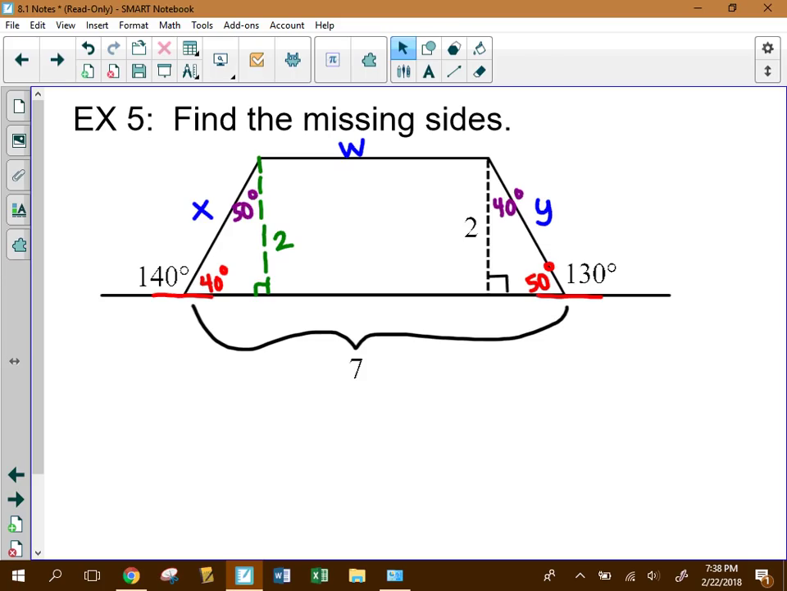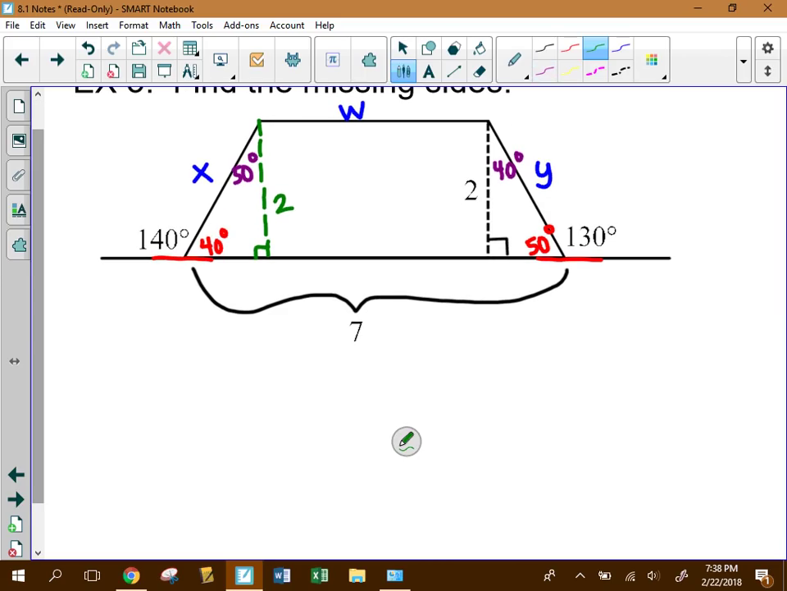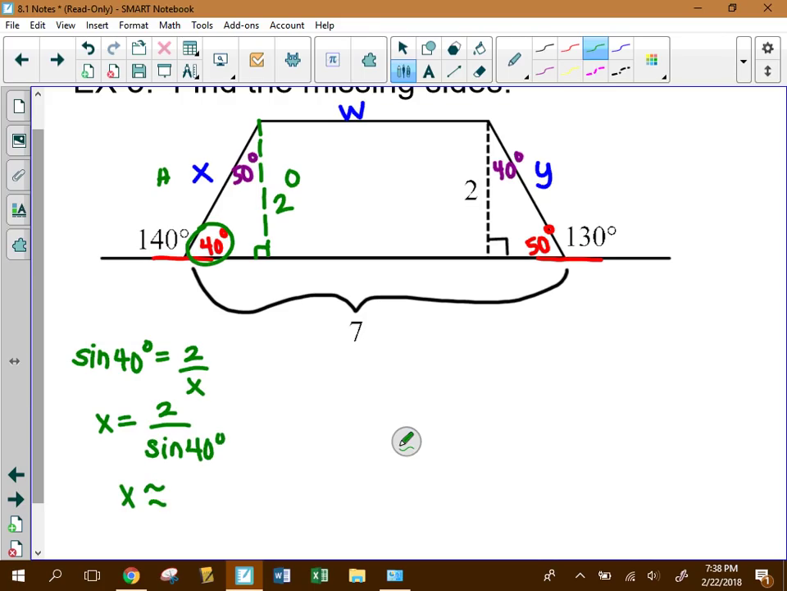But it doesn't really matter where you start. I'm going to go ahead and try to find X and Y first. So we'll start on the left side here. We'll try to find X. So I'm going to use this angle here. We know 40 degrees. We know that 2 is opposite. We know that X is the hypotenuse. So we know that the sine of 40 degrees would equal opposite over hypotenuse. So again, you should be able to solve that on your calculator and find the approximate value for X. So we know that's about 3.11.